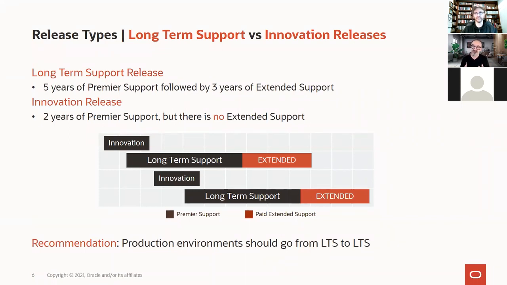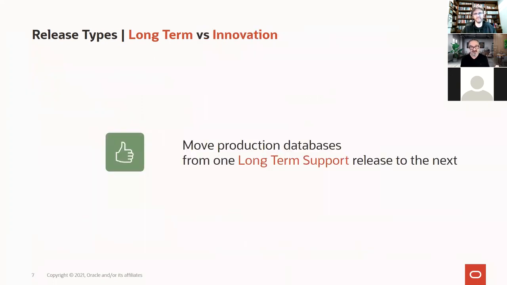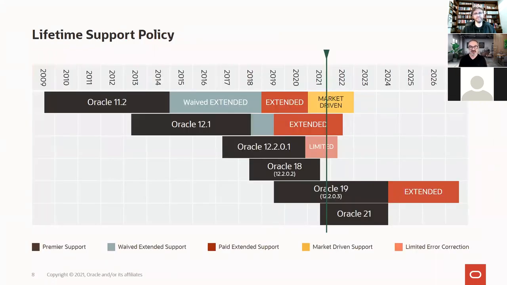Innovation releases have a very short time frame, only premier support, no extended support, and that immediately leads to the conclusion your production estate goes from long-term support release to long-term support release. It's simple, and you really should nail this on your wall: production, long-term to long-term. Innovation releases are meant for developers. If the developer wants to experience blockchain tables or JSON native data types, then innovation release may be fine, but production, long-term to long-term.